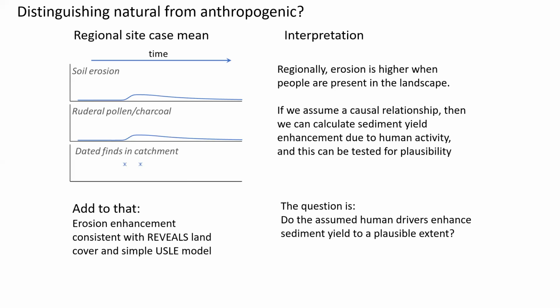In other words, within the region, we have higher erosion associated with the presence of people. Erosion is higher when people are present in the landscape. And that means we can start making assumptions. If we assume a causal relationship, then we can calculate the sediment yield that takes place during that period of assumed human activity. And we can apply modeling methods to test that for plausibility. And that means we can start to ask questions.